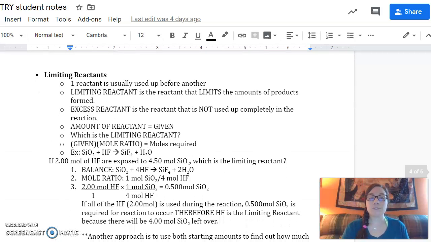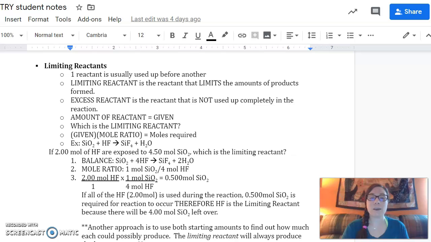Okay, on to the new stuff now. I'll spend a little bit more time talking about this. Limiting reactants. So basically, if you think about this like you are baking something or cooking something, it helps a little bit to understand what a limiting reactant is. And that kind of ties right into the trail mix activity that I'm having you guys do this week.